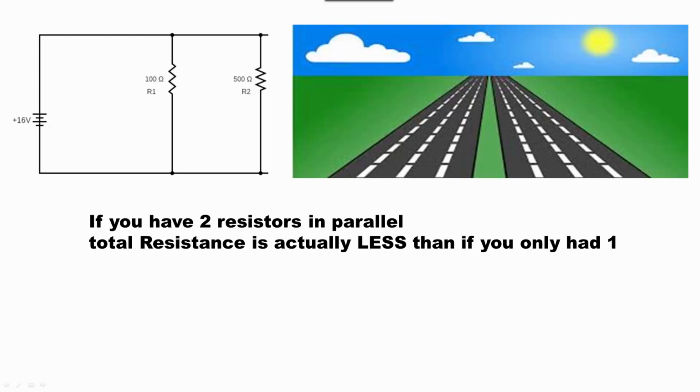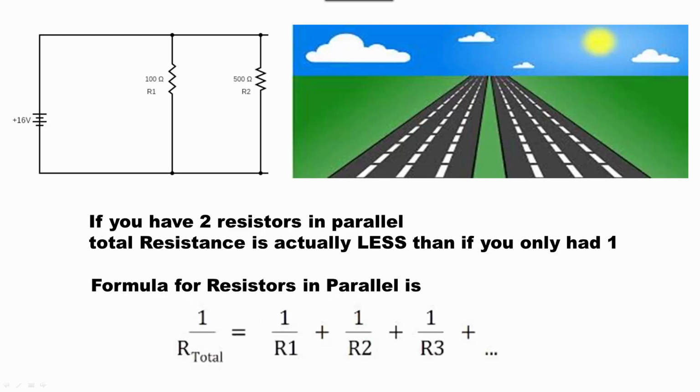The formula for resistors in parallel is 1 over R total equals 1 over R1 plus 1 over R2 plus 1 over R3 and so on.